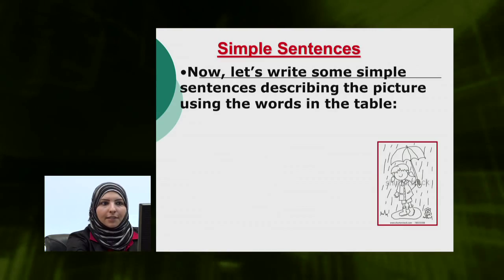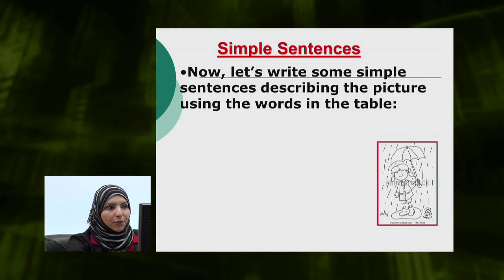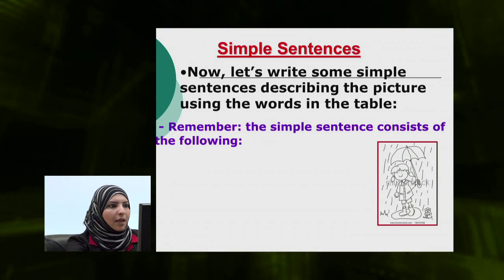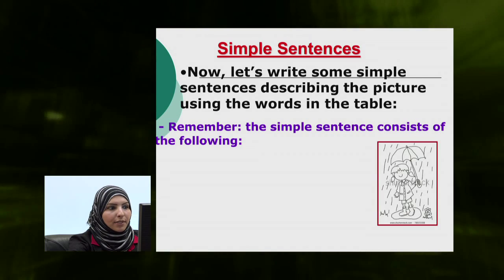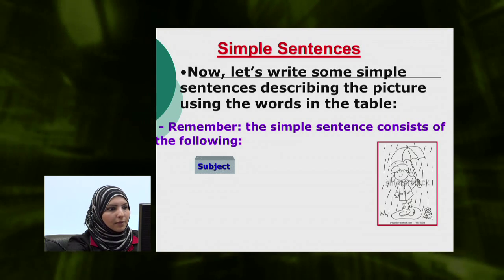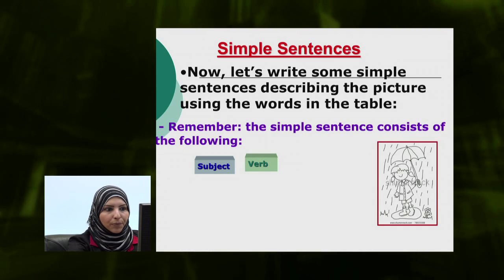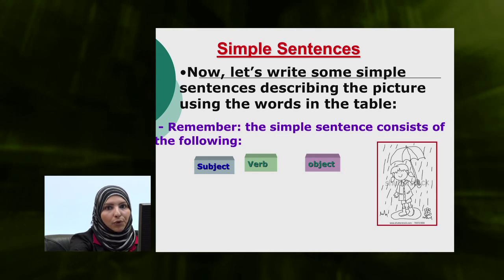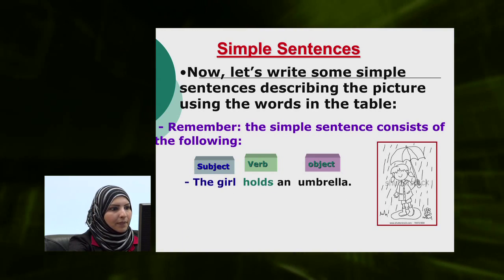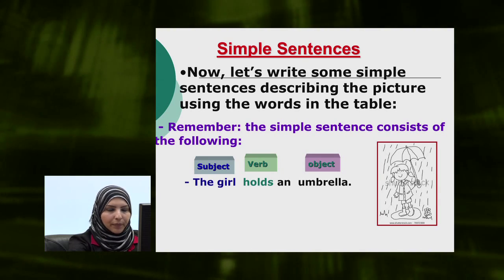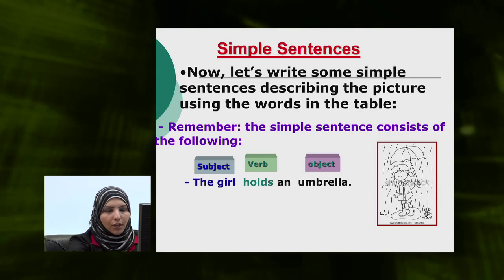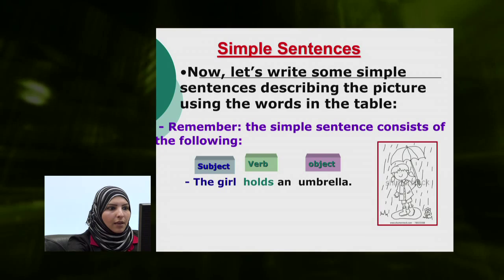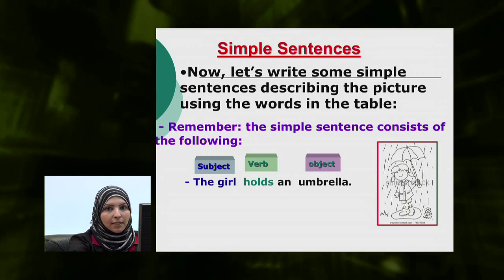Now, students, let's write some simple sentences describing the picture using the words in the previous table, which you brainstormed. Remember, the simple sentence consists of the following: a subject, a verb, and an object. So, let's apply that using the words you brainstormed previously. The sentence can be, the girl holds an umbrella. Once you look at this simple sentence, you'll find out that the subject is the girl, the verb is holds, and the object is an umbrella.